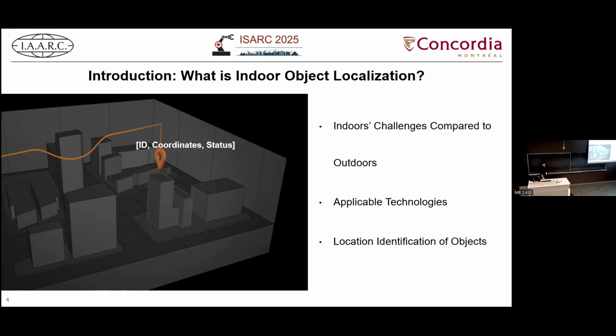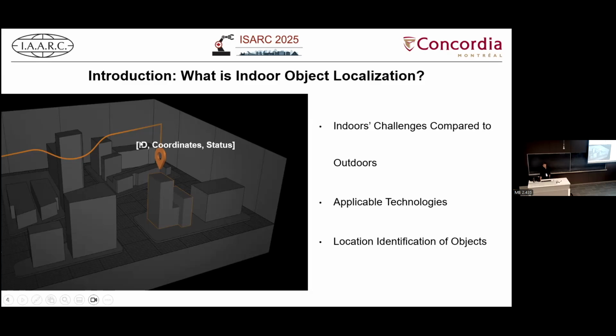We will talk about why. Compared to outdoor, indoor has some challenges. Indoor is more complex. We have obstacles. We need more infrastructure. Technologies like GPS, which is very good for outdoors, do not work indoors. We have to rely on technologies like RFID, QR code, ultra-wideband, BLE, ZigBee, and there is a long list of these technologies.